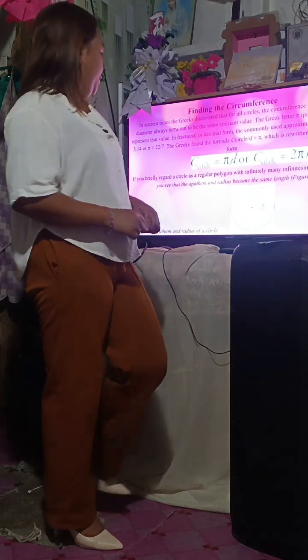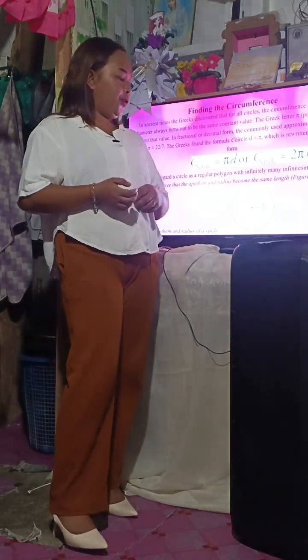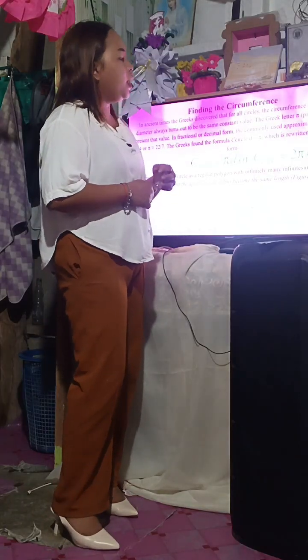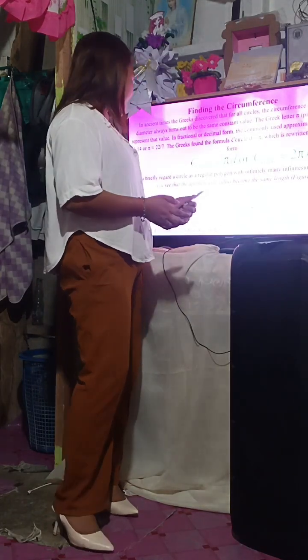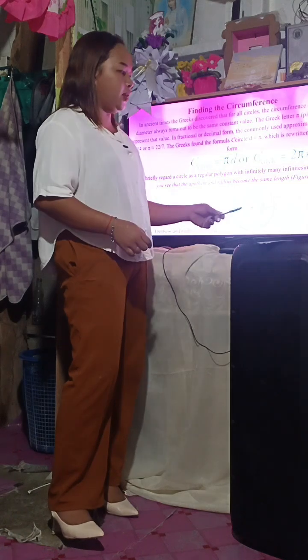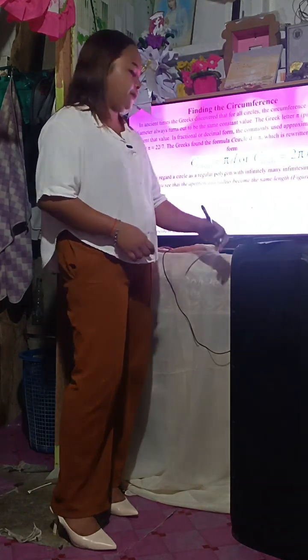If you briefly regard a circle as a regular polygon with infinitesimally small sides, you see that the apothem and radius become the same length in figure 2. So this one.